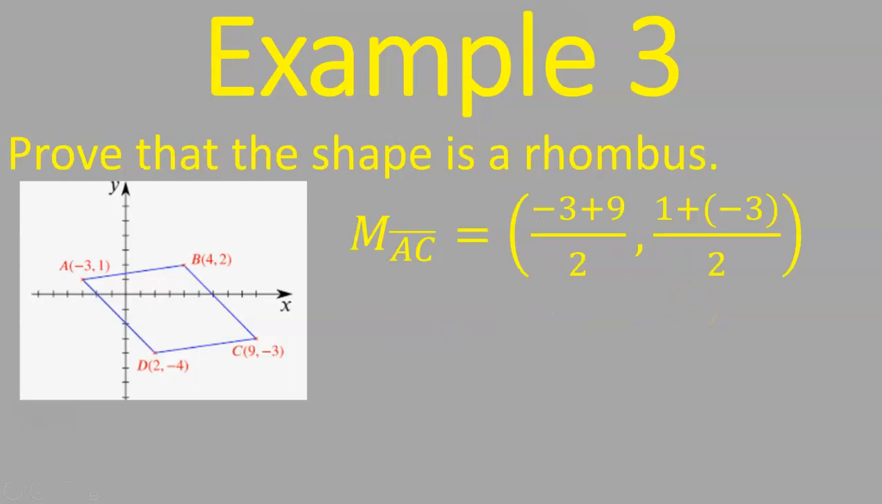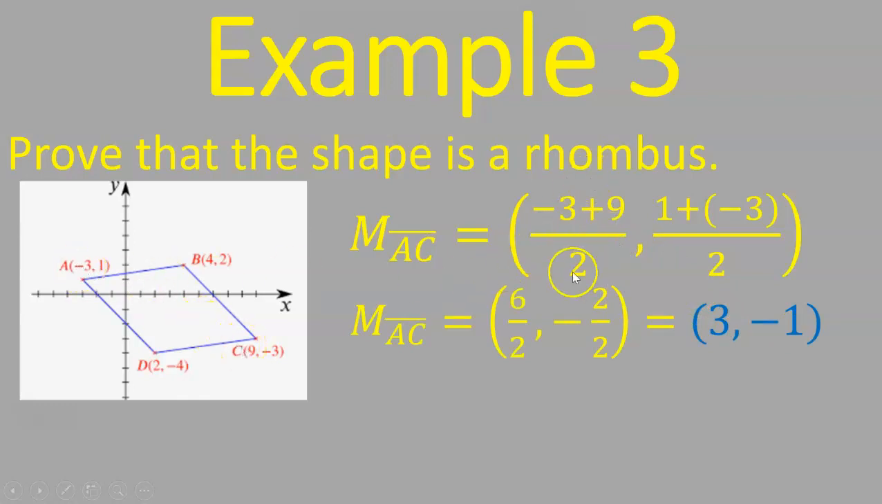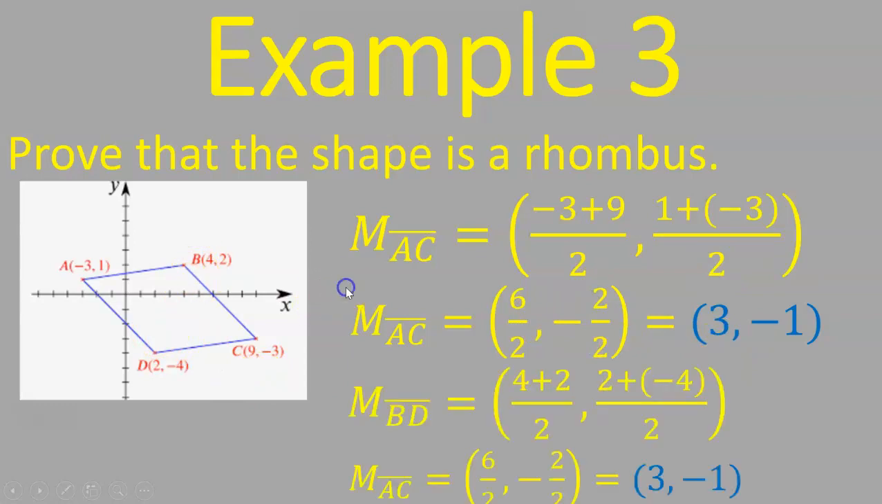Okay, so to do that, I'm going to find the midpoint. So AC, the midpoint would be the halfway point there, 3, negative 1. So what I did is took the 2 x coordinates, averaged them, the 2 y coordinates, averaged them, and did my math here to get 3, negative 1. If I do BD, I find it has the same midpoint. Okay, so they're intersecting there, and because it's the midpoint, they are bisecting each other.